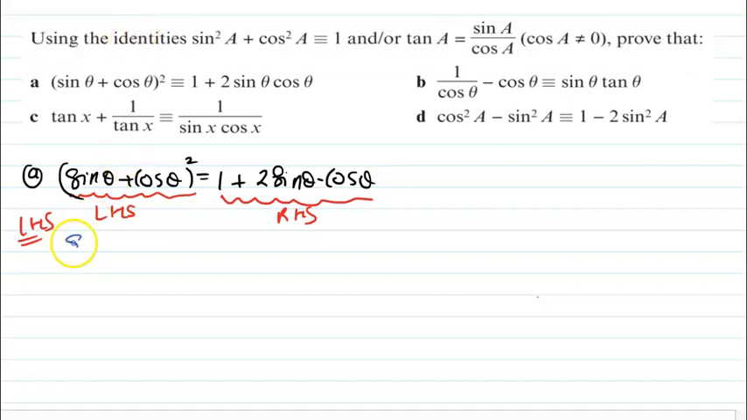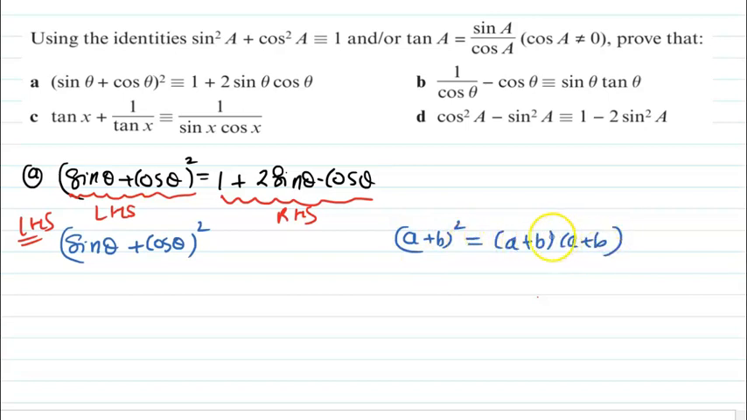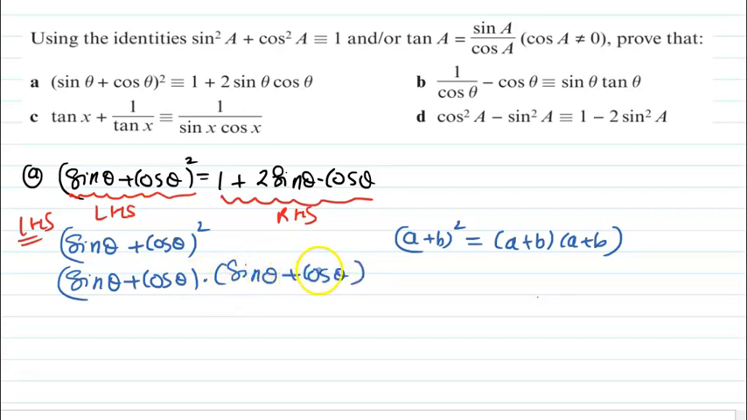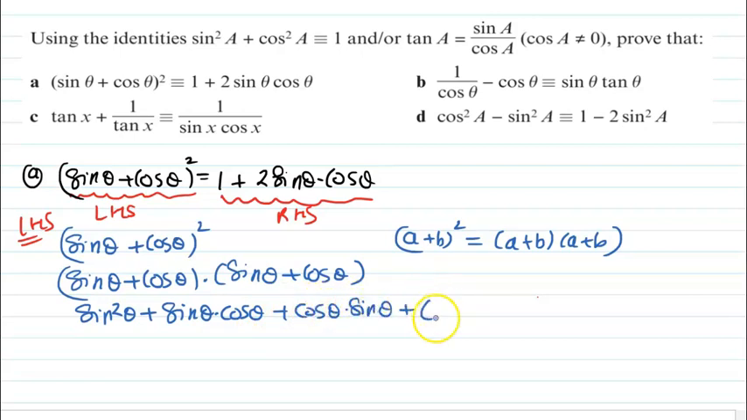So here, the left hand side is (sine theta plus cos theta) square, and we know that (a plus b) square means (a plus b) times (a plus b), and you can expand them. So similarly here, we can expand it: sine theta plus cos theta times sine theta plus cos theta. Is that okay? Now, multiplying sine with sine, it should be sine square theta plus sine theta cos theta, and then cos theta sine theta, and plus cos square theta.